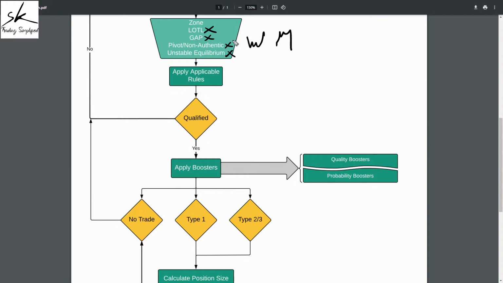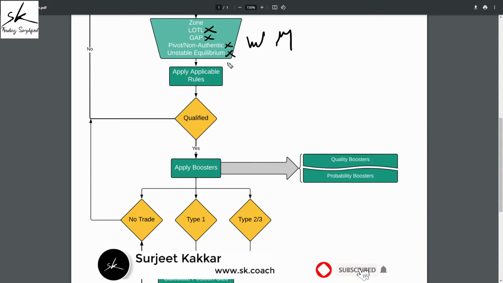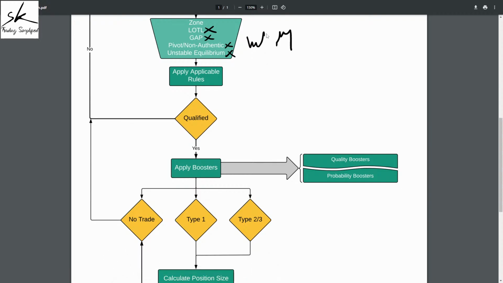Now don't worry, because this is the very first practical session. We are just starting with these practical sessions. So today's example is not a case of level on top of level or gap or pivot or non-authentic or unstable equilibrium. But as we progress, I'll be taking all kinds of examples. We'll be taking examples of level on top of level, gap examples, all these examples. So eventually we'll build up. Today's example is also a very basic textbook kind of example. As we move forward with these sessions, I'll take some complex examples as well.